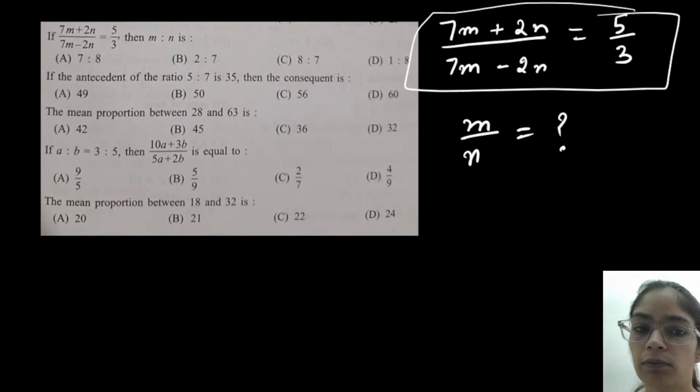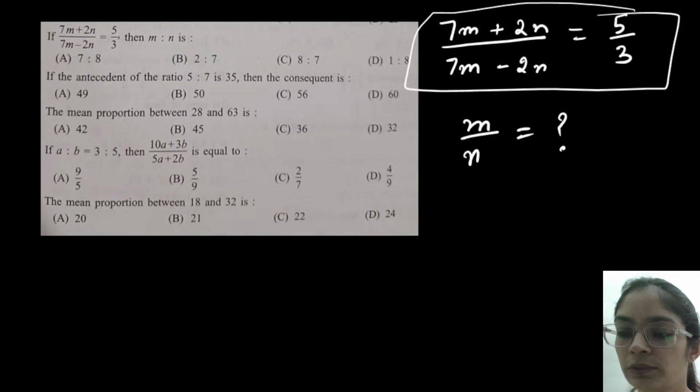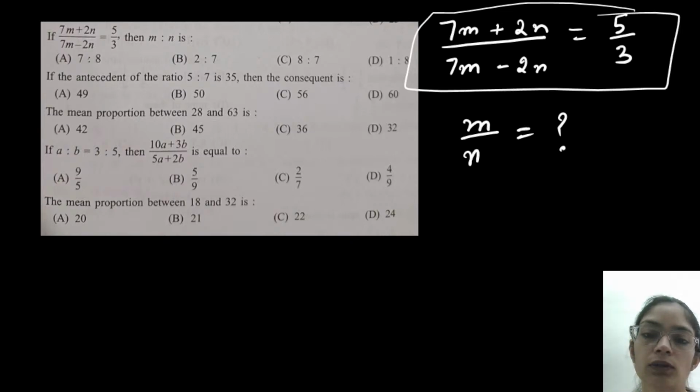Here I'll give you a hint. We have to make use of some property of proportions. So how to do? You can post your comments. How to do this question? Which property of proportions we have to use? Cross multiplication. See, cross multiplication here we will not do.